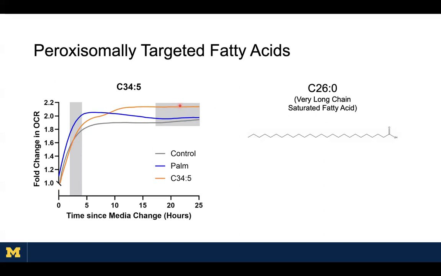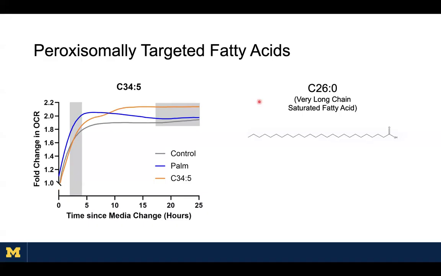And if we looked at a much longer time point, this C34,5 actually will stay above palmitate for a really long time because it has so much more carbon in it that it can feed first through the peroxisome and then to the mitochondria from those medium chain products.